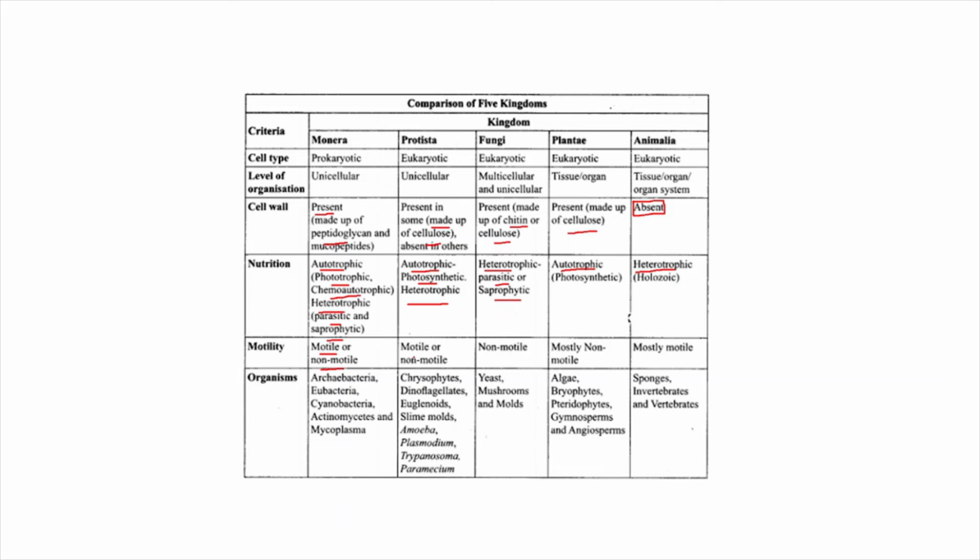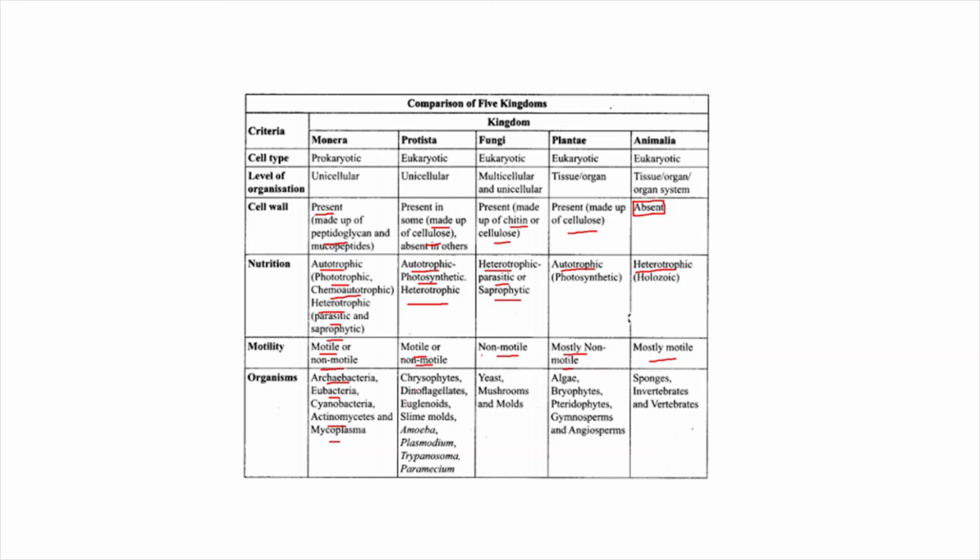Kingdom Protista is also motile or non-motile organisms. Kingdom fungi has all non-motile organisms. Kingdom Plantae has mostly non-motile organisms, and kingdom Animalia has mostly motile organisms. Examples of members of kingdom Monera are Archaebacteria, Eubacteria, Cyanobacteria, Actinomycetes, and Mycoplasma.